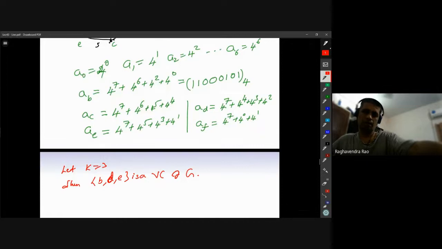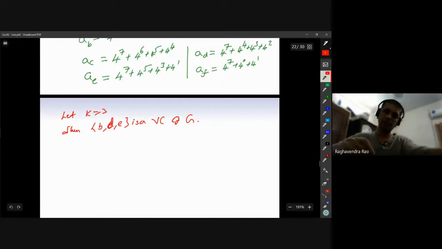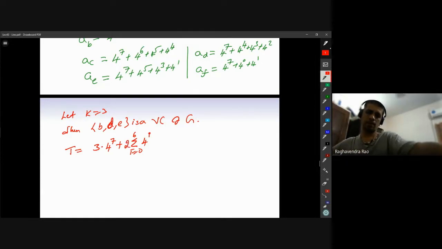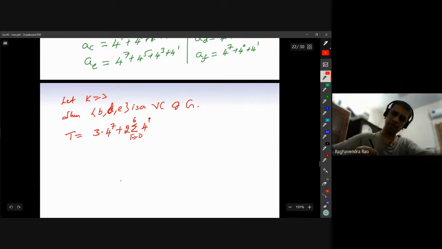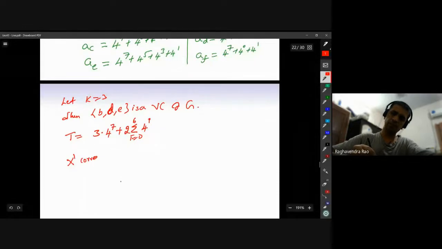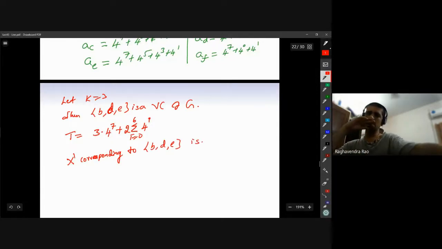Now, let's take the sum value. So what is the T value? T is K, which is 3, times 4 power 7, plus the summation for i equal to 0 to 6 of 4 power i times 2. Now for BDE, let's write down the X prime corresponding to BDE.